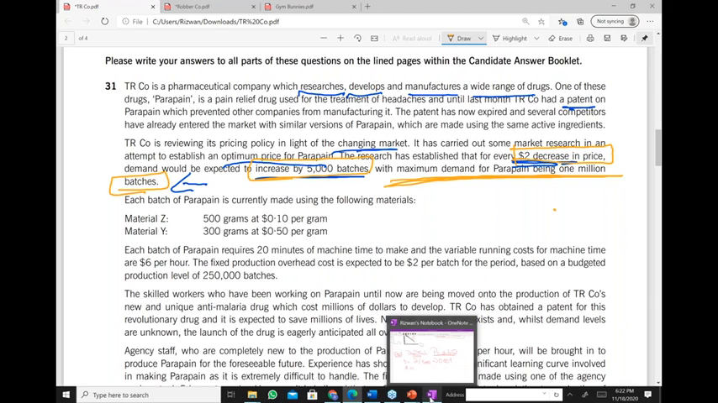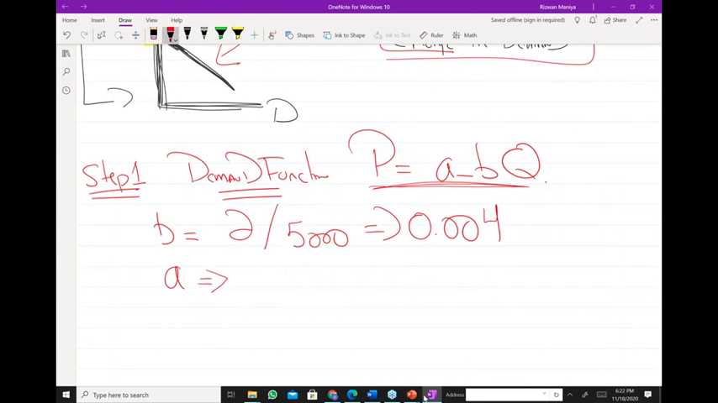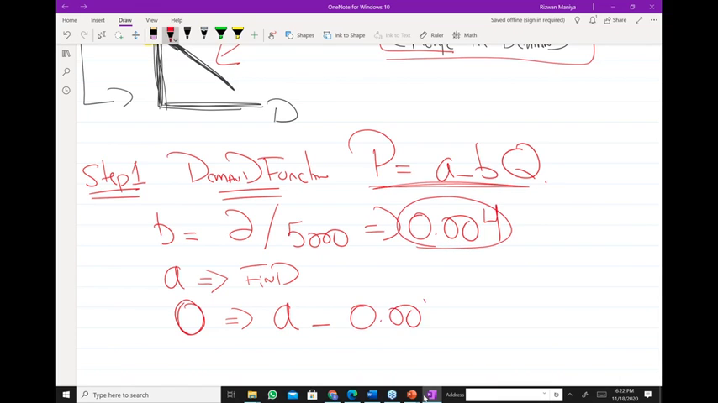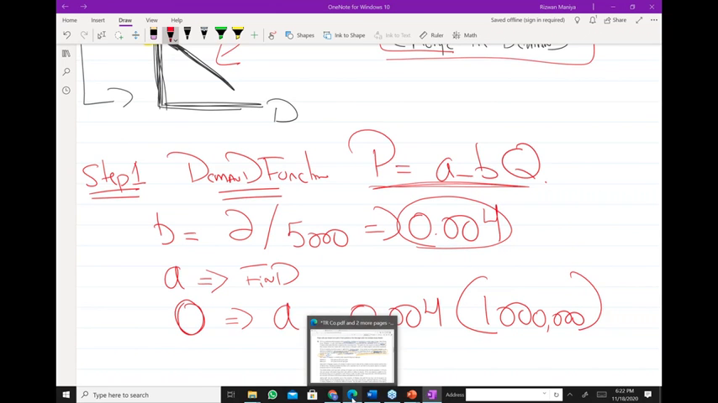Now if I want my answer to be 0, I'll keep here 0 equals A, which is what I need to find here, minus the value of gradient. What is the value of gradient? 0.004, and the maximum batch quantity given to me is 1 million. Is that right? Yeah, it's 1 million. So can I work back and find out the value of A, guys? Tell me.